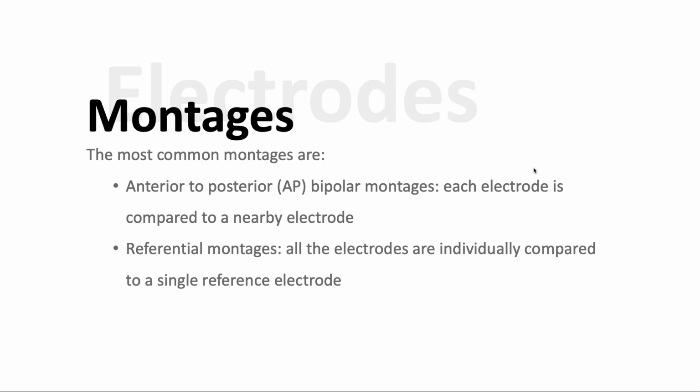So now let's talk about montages. Montages refer to how we compare voltages between electrode pairs and how we arrange them on the computer screen. Different montages arrange these electrodes differently to show us different aspects of the recording. The most common montages by far are the anterior to posterior bipolar montages, which is the typical screening montage when you're reading an EEG. In this type of montage, each electrode is compared to a nearby electrode. Referential montages, all of the electrodes in one hemisphere are individually compared to a single reference electrode. I'll show you some diagrams of what that visually looks like.